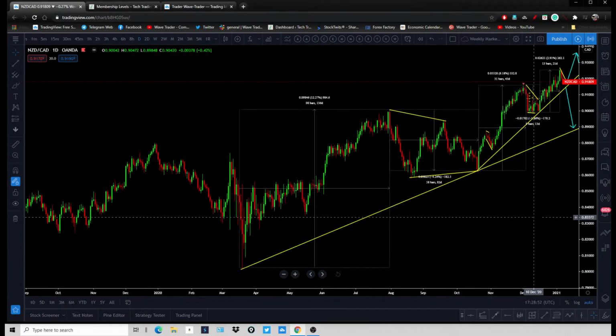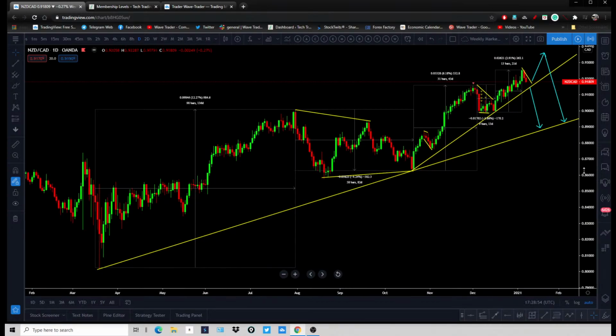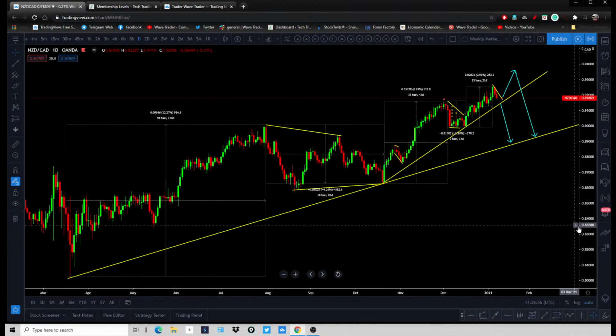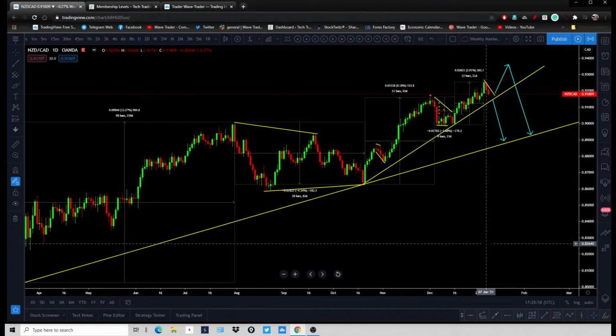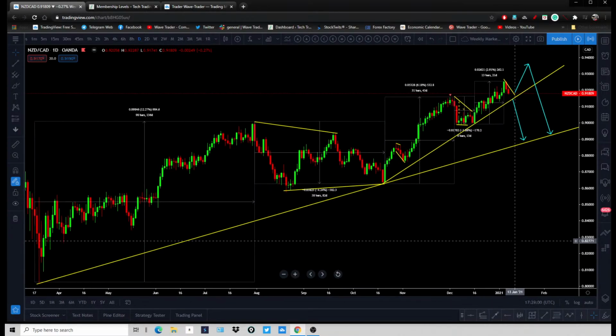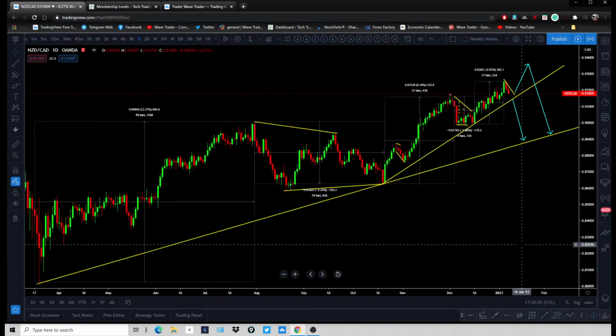But more likely, New Zealand dollar strength and weakness is going to depend on how commodities prices are doing. If commodities prices keep rising, we're going to see strength on the Kiwi and the Australian dollar as well.